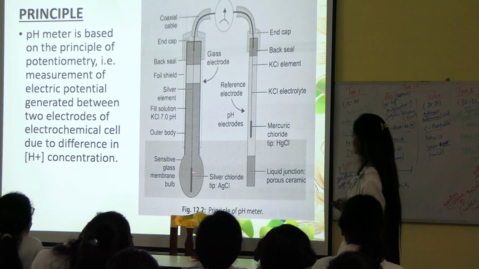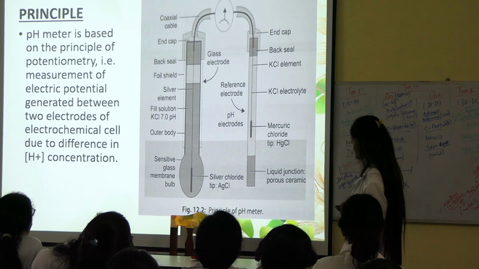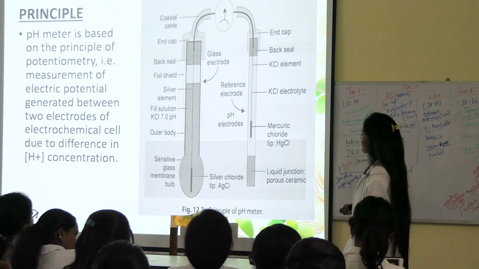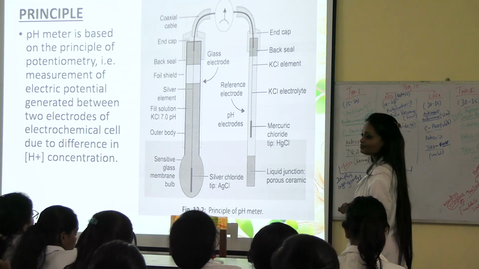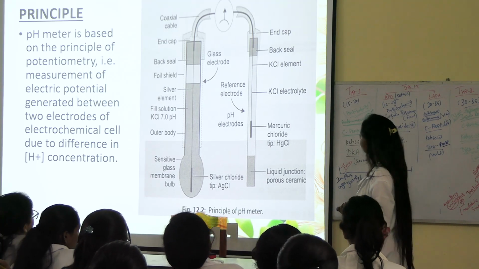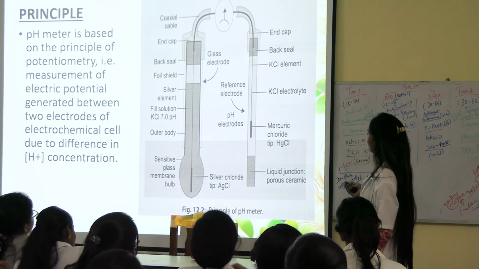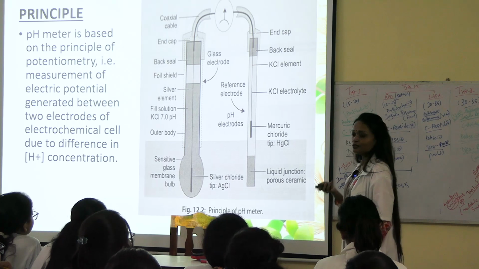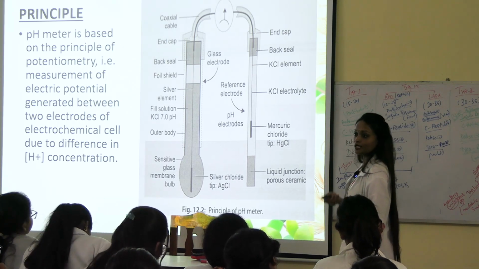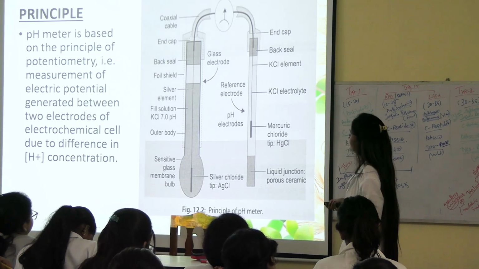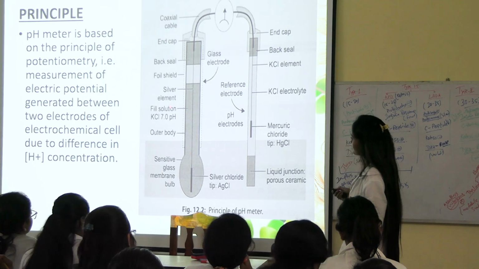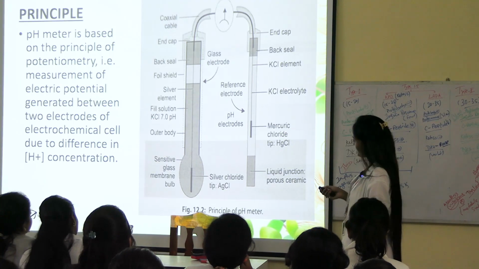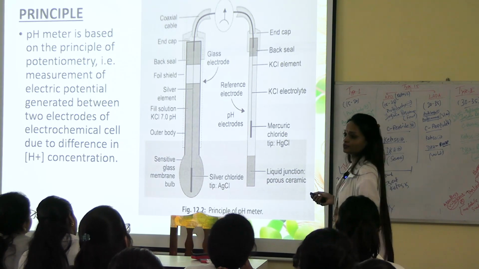In the glass electrode, the tip contains silver chloride, and the calomel electrode tip contains mercurous chloride paste. And the glass electrode solution is filled with KCl solution of pH 7. The pH of the KCl here is 7.